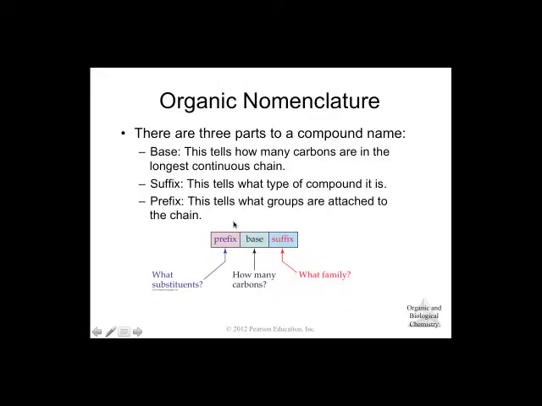We are going to separate names into 3 basic parts: the prefix, the base, and the suffix. The base is dictated by that chart I was referring to before. So something with the base of meth is going to have one carbon. Another way of saying meth is formic. Formic acid only has one carbon atom. Ethane has two carbons. Anything with ane refers to an alkane. The suffix is the family, and for alkanes that is going to be ane.